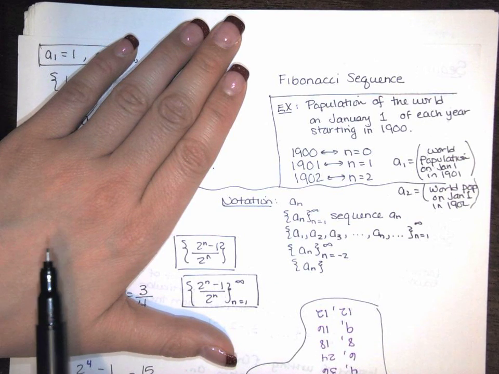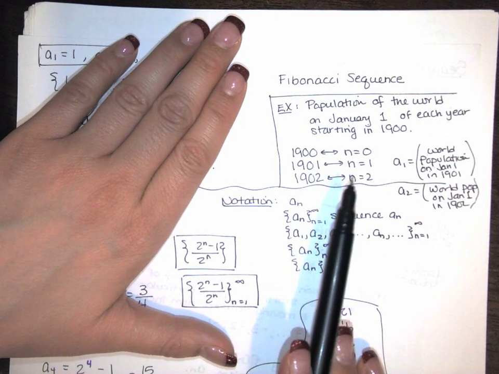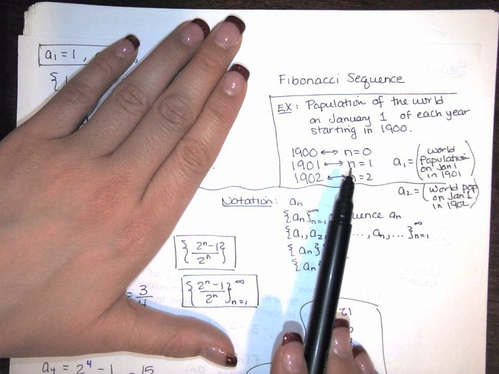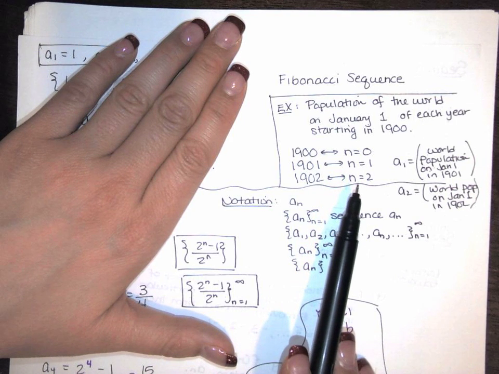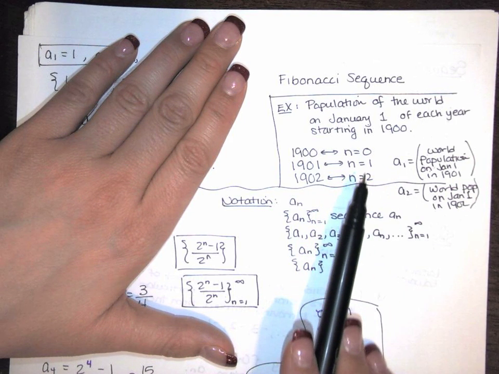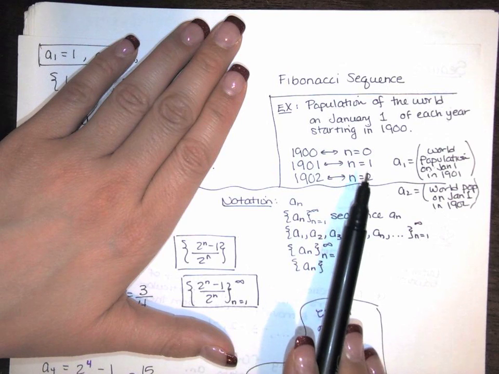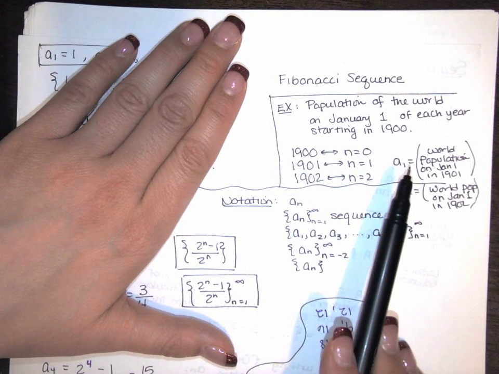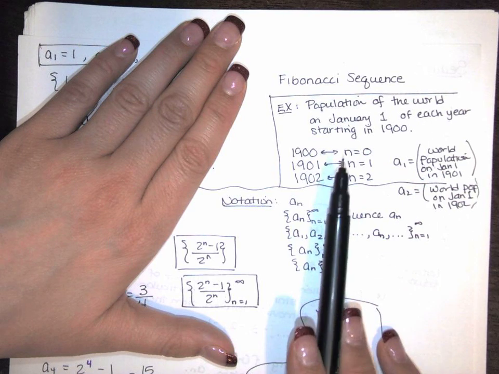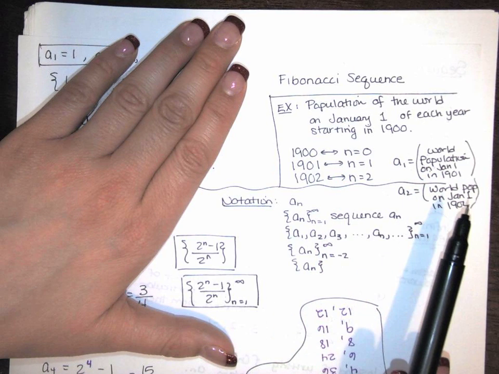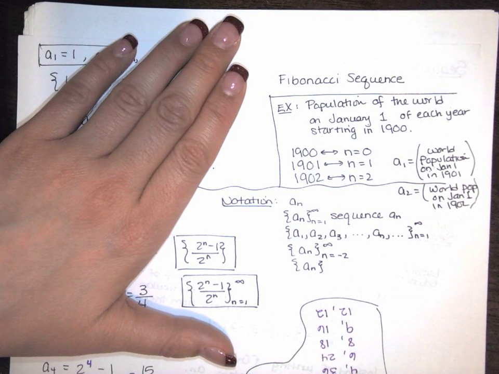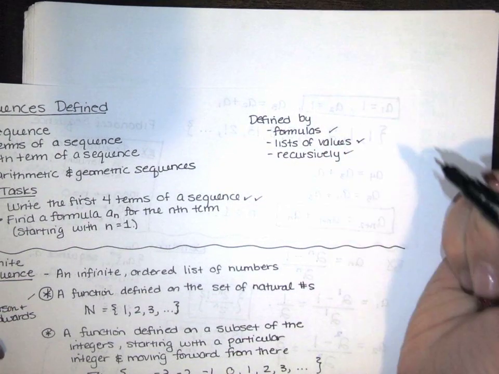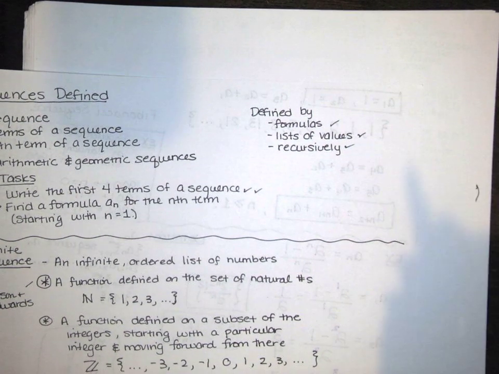It's not defined by a formula though, but it is defined on a set of integers, and I'm assigning to every integer starting with n equals 1 and maybe even n equals 0 if we wanted to. We could go back to 1900. I'm assigning to that particular n value a world population in that year. So this is a sequence as well.